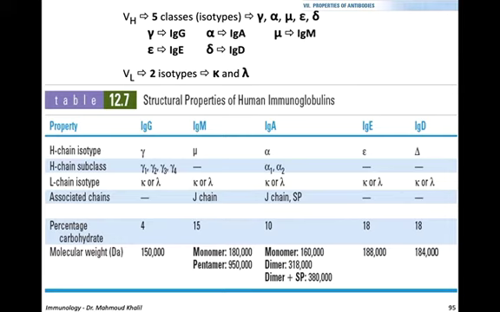lambda, and you can see that only the IgM and IgA can be associated with the J chain. As we said, for the IgA there is a J chain and the SP region. You can see that IgE and IgD have the highest percentage of carbohydrates. The molecular weight differs according to the structure of the antibody, whether it's a dimer, a pentamer, or has the SP region. Generally, the largest molecular weight occurs in the pentameric structure of the IgM.